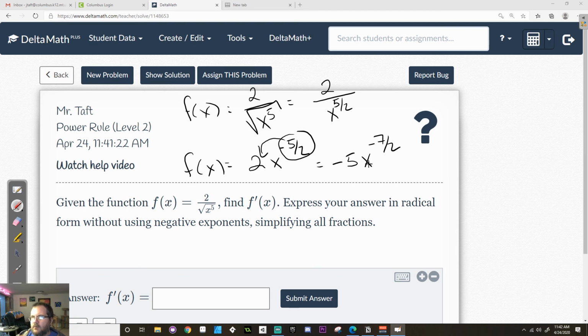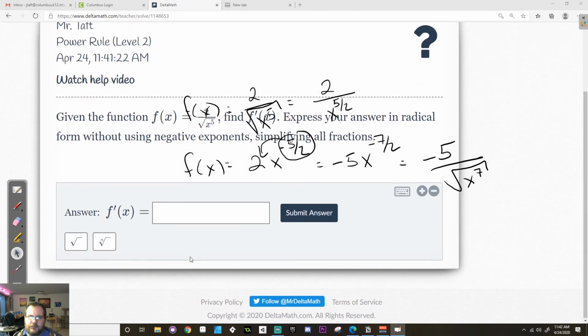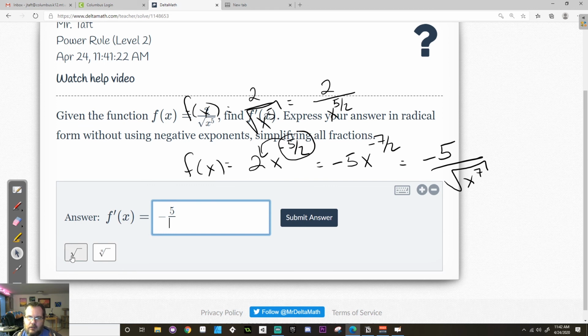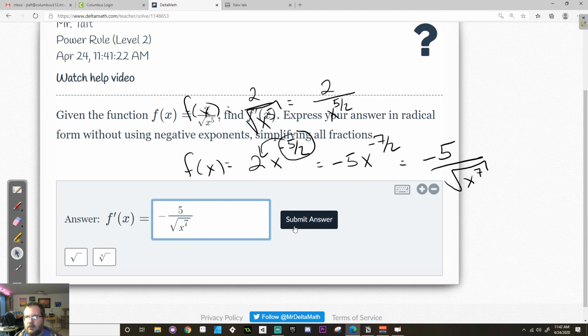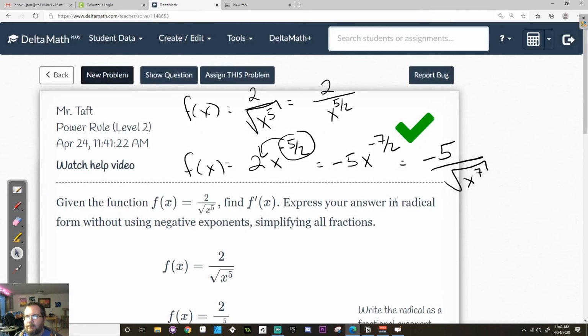And then rewriting this so that it's in the denominator would be negative 5 over the square root of x to the 7th. And yeah, there we go. So that's what it should be. So to write that in here, I'm going to do negative 5 divided by the square root of x to the 7th. All right. And there we go.